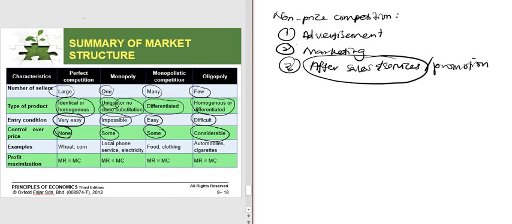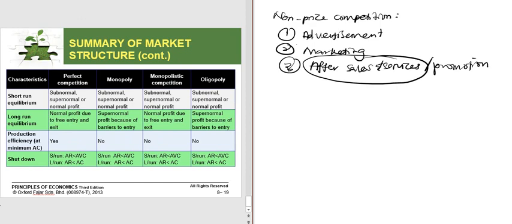The profit maximizing point is the same. This is where MR equals MC. Next, in the short run, the types of profit that the firms in each market structure can earn are the three types of profit just now: subnormal, supernormal, and normal profit. So every firm in every market structure can earn the three types of profit in the short run.